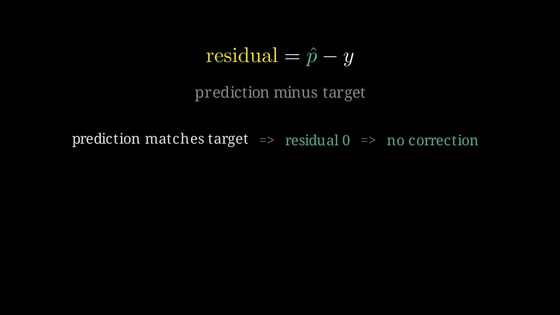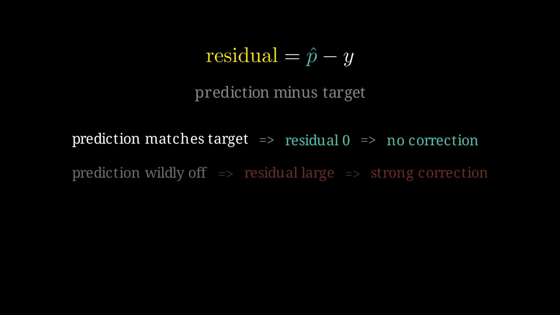That feels too simple to be doing real work. It really is that simple, and it is no accident. Prediction minus target has a name, the residual. Think about what it does. When the prediction matches the target, the residual is 0 and no correction flows at all. The model is already right, so leave it alone. When the prediction is wildly off, the residual is large, and a strong correction flows. The size of the mistake is exactly the size of the fix. That is the machine correcting itself.